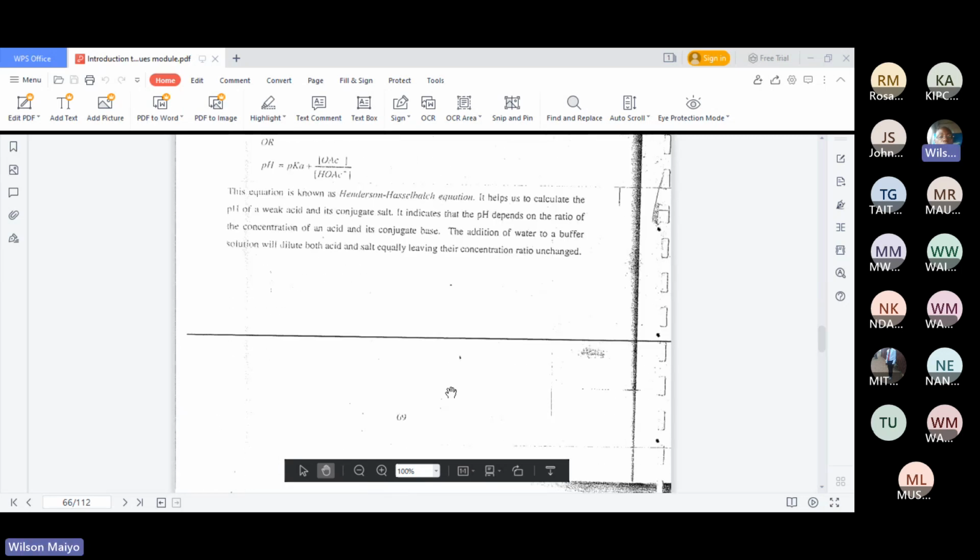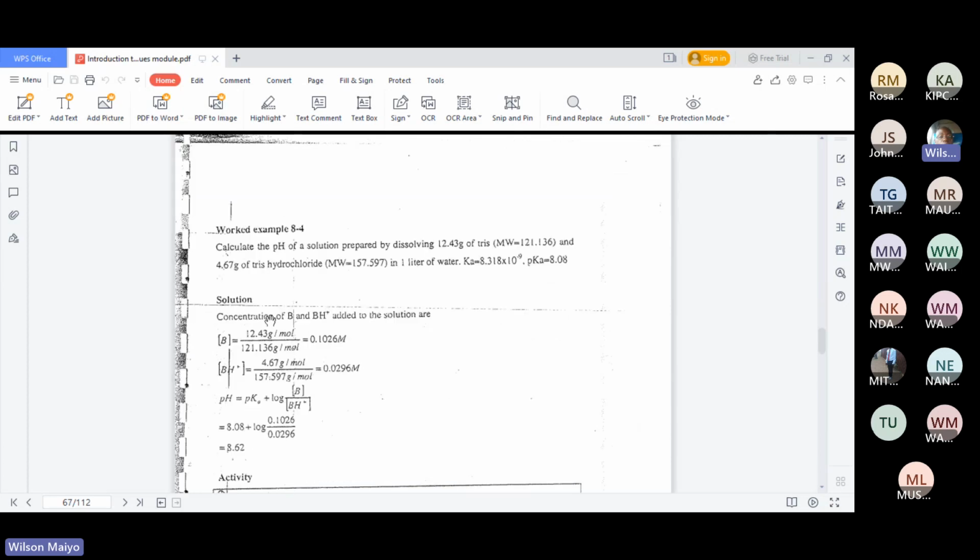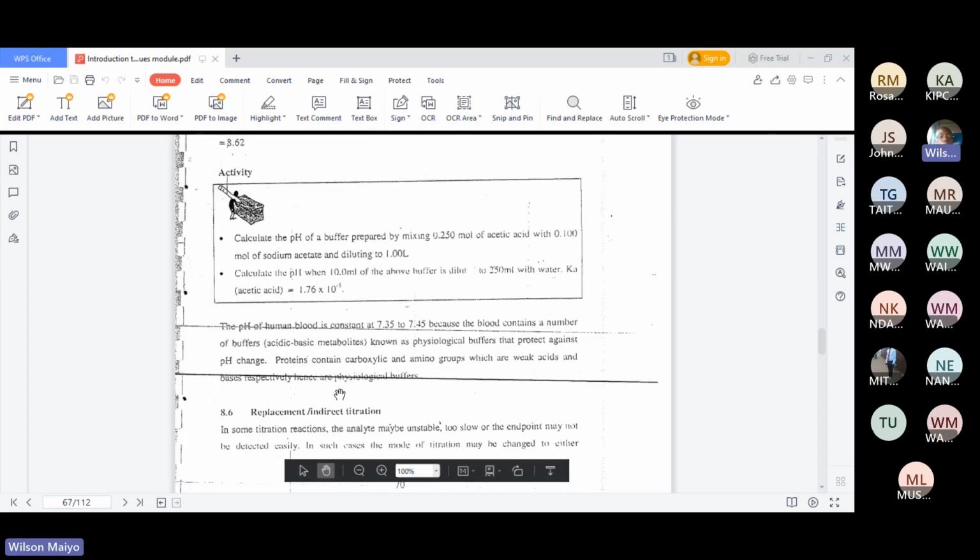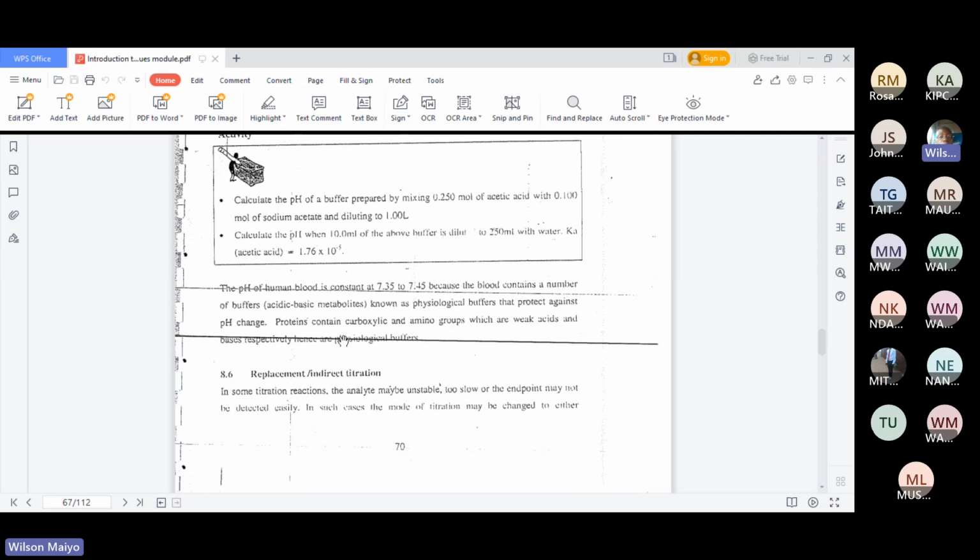Okay, and I hope there is an example. There is an example that is given, and I think it is worked out, and you have the answer. The pKa is minus log of Ka, and Ka is the acid constant for a particular acid. So I think you can go through that and be able to appreciate the role that this buffer solution plays.